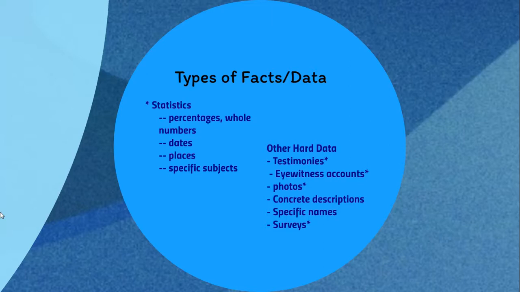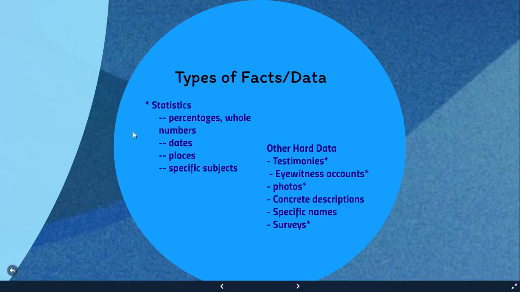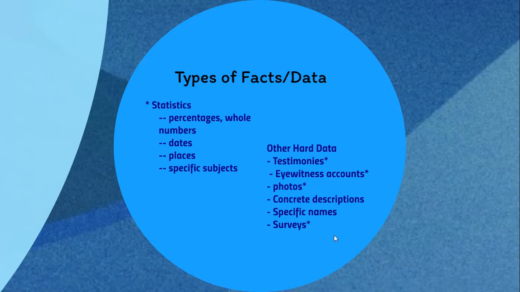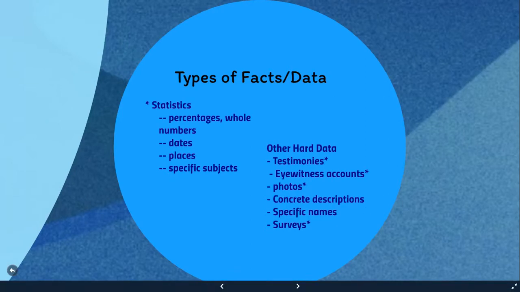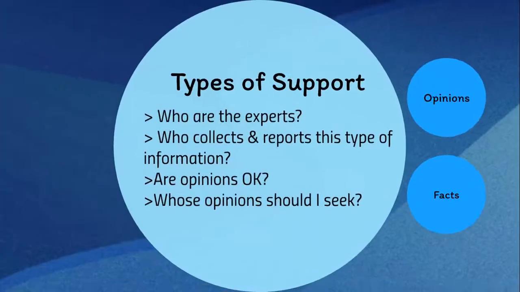Photos work as good evidence. Okay, concrete descriptions, not judgments. Specific names of people and places, and surveys. All right, notice some of these things on the hard data thing. Notice that some of them have asterisks next to them. And the asterisks indicate things that you personally can gather. All right, so moving on.